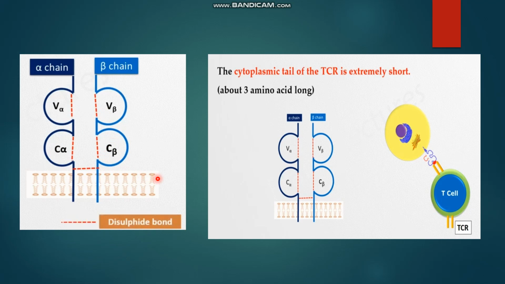This is the membrane. This alone can't help with signaling because it is too small, only about 3 amino acids. So the cytoplasmic tail of the TCR is extremely short, too short for transmitting the signal. Here the T cell is there and it is the binding of two chains, but it can't function as it is too small. So what takes place next?